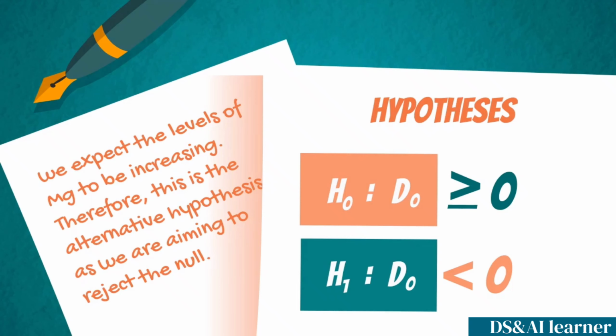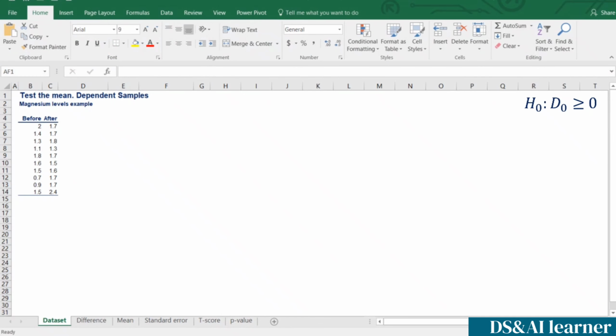Now we have our test designed, let's crunch some numbers. Here's the data set. We have 10 observations people have registered before and after. Naturally, the difference is equal to before minus after. We can calculate the sample mean of the difference. We get minus 0.33. The sample standard deviation is 0.45, and the standard error is 0.14.